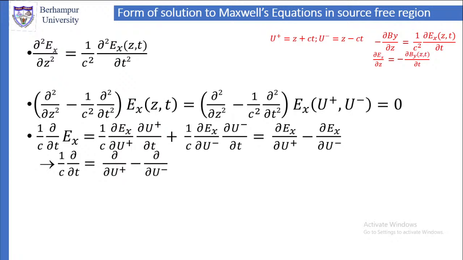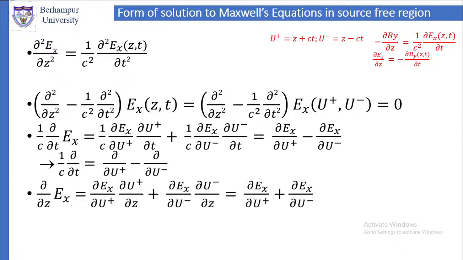This operator is equal to ∂/∂u+ minus ∂/∂u−. So this is about the operator 1/c ∂/∂t. Now let us consider the operator ∂/∂z. ∂/∂z operating on Ex will follow a similar principle.